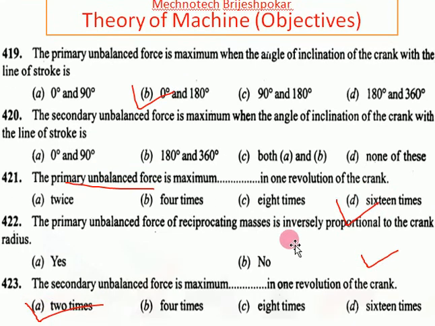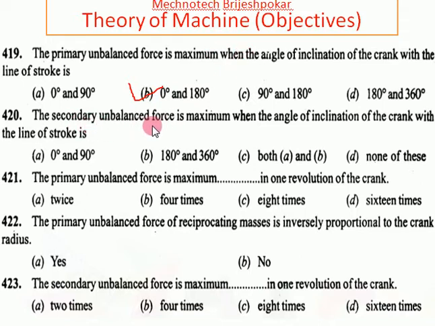Now next is 419. The primary unbalanced force is maximum when the angle of inclination of the crank with the line of stroke is: answer is B, 0 and 180 degrees. That means the primary unbalanced force is maximum at 0 degrees and 180 degrees.